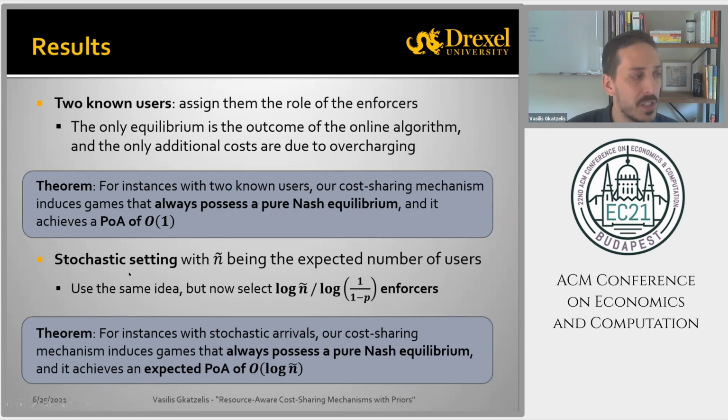And secondly, if we have a stochastic setting where each user is present with a probability P, and n tilde is the expected number of users, then we don't know exactly who is going to be there to choose them as enforcers, but we choose a roughly logarithmic in n tilde number of enforcers. And in expectation, that gives us a logarithmic price of anarchy.